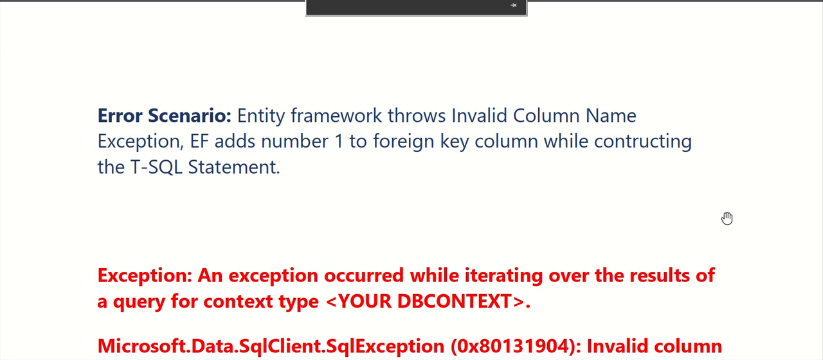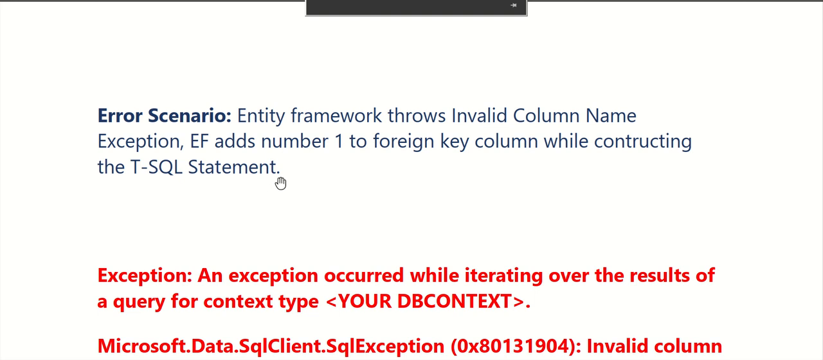In today's session, I'm going to explain an error scenario, a very typical scenario which will occur when you make a mistake while configuring the table relationships, or I can say the foreign key relationships basically. So, what is the error scenario? Entity Framework throws an invalid column name exception. EF adds number 1 to the foreign key column while constructing the Transact-SQL statements.